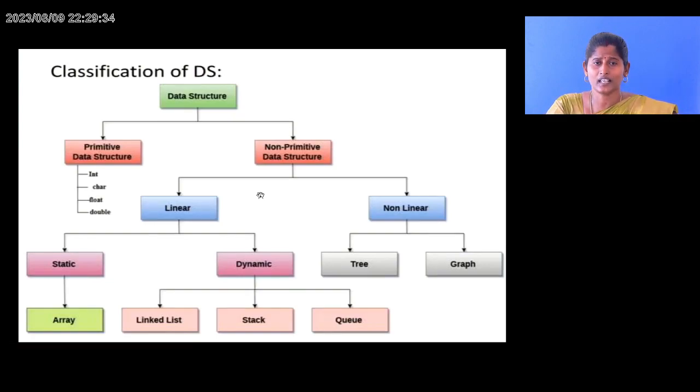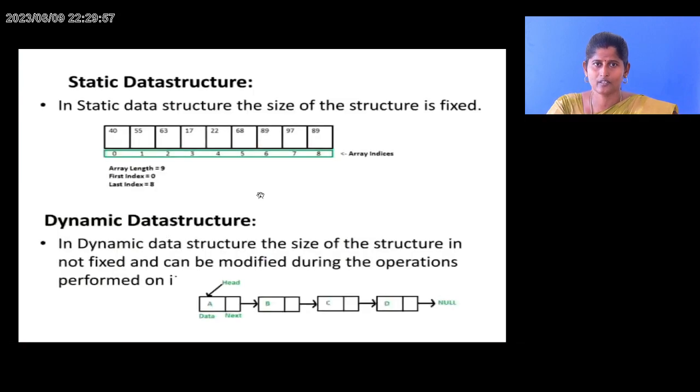The linear data structure is classified into static and dynamic. The non-linear data structure is classified into tree and graph. The static data structure is the array data structure. The dynamic data structure has three types: the first one is the linked list, the second one is the stack, and the next one is the queue. The non-linear data structure is categorized into two types, tree and graph.